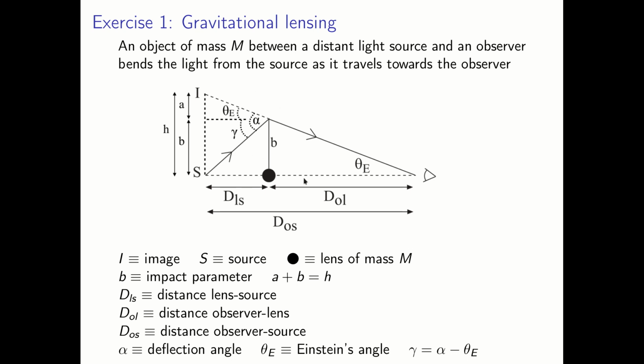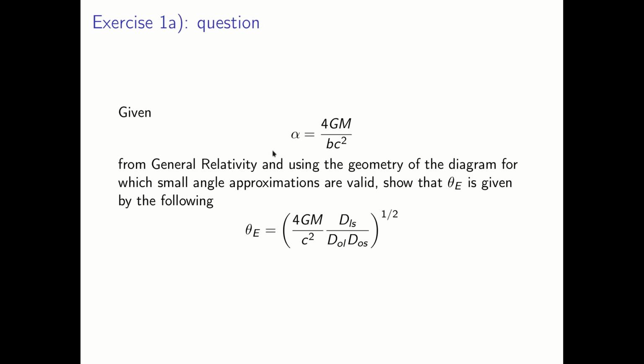Then we have these angles here. We have alpha, which is called deflection angle, theta E, which is called Einstein angle, and gamma is the difference between those two. So the first question is, given the deflection angle that you can compute using general relativity, and using the geometry of the diagram for which small angle approximations are valid, show that Einstein's angle is given by the following relation.